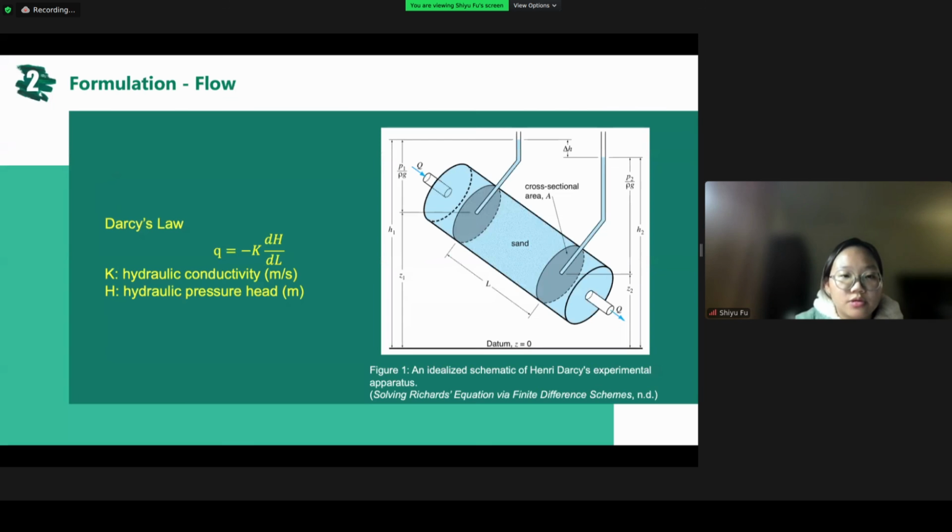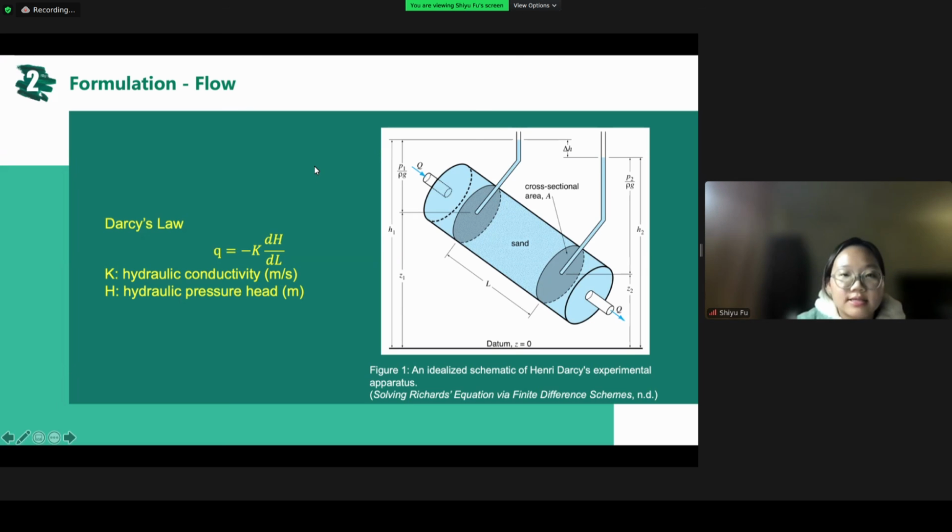Let's review Darcy's law. Darcy's law describes the flow of a fluid in a saturated zone. Henry Darcy used an experiment and found that the total flow rate is proportional to the head loss over a certain distance, and obtained this formula. K is a constant representing the ease of flow of liquids through the medium.